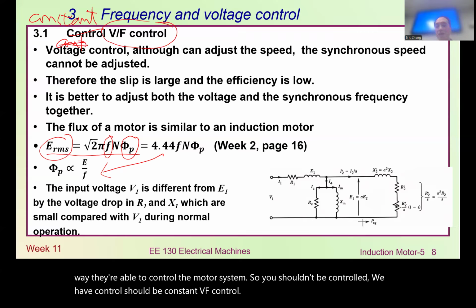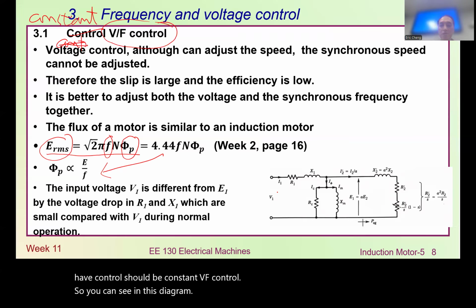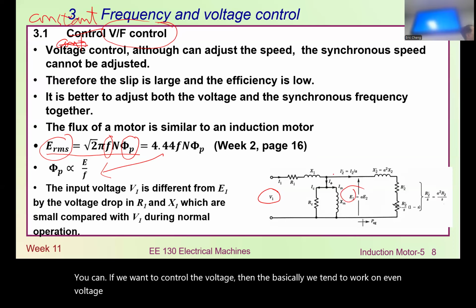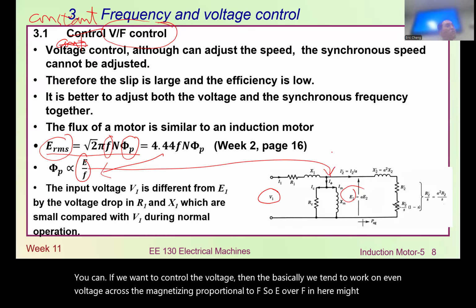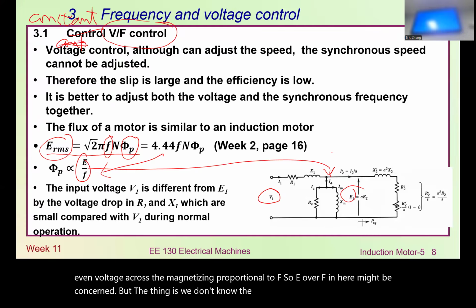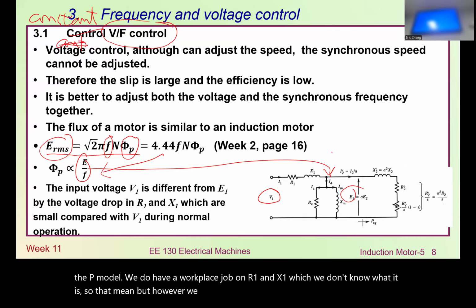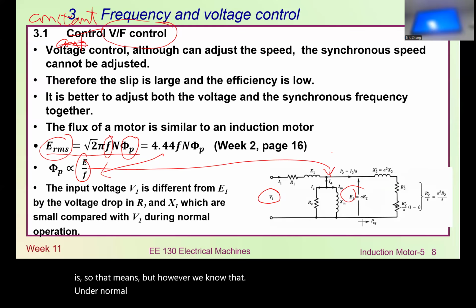So you can see in this diagram, if we want to control the voltage, then basically we tend to work on the voltage E across the magnetizing branch being proportional to F. So E over F here must be constant. But the thing is, we don't know the internal voltage of the motor in the T model. We do have a voltage drop on R1 and X1, which we don't know. However, we know that under normal operation this voltage would be really close to this one. The voltage drop here would be negligible, very small, maybe just up to 10%.